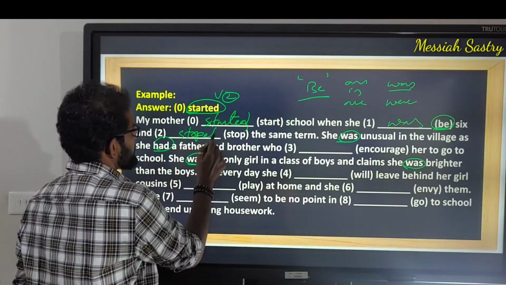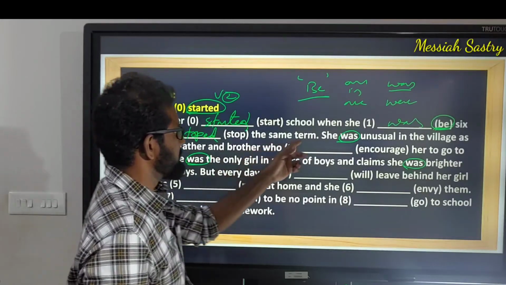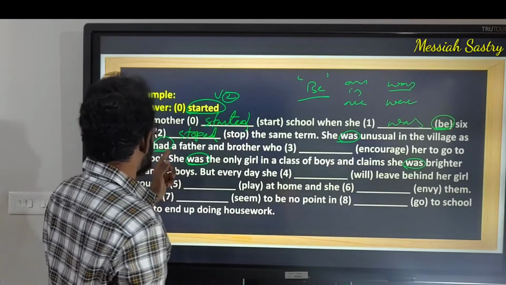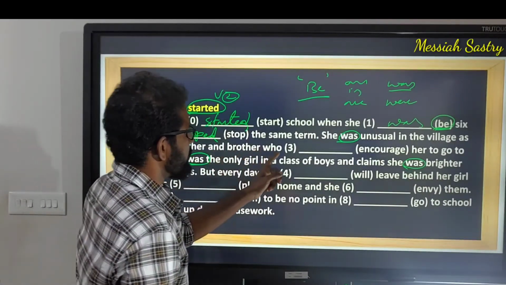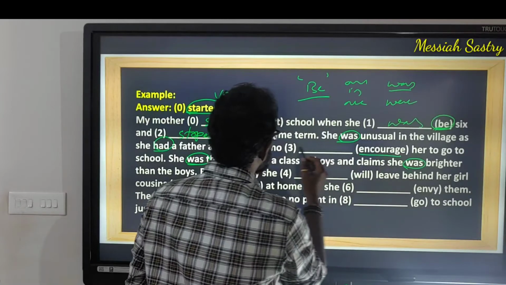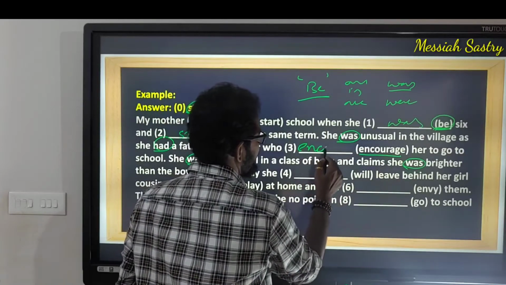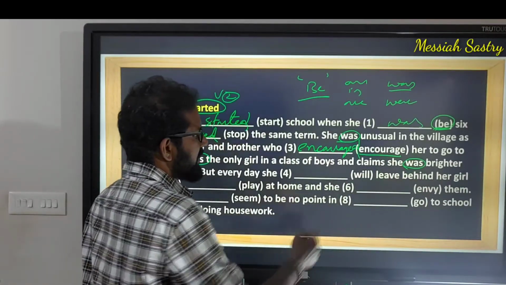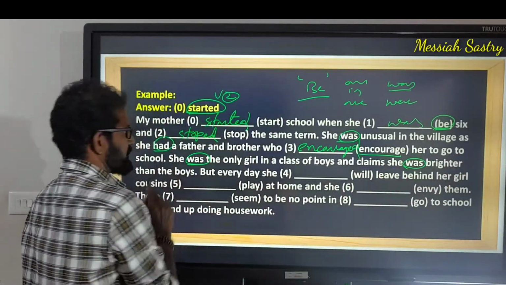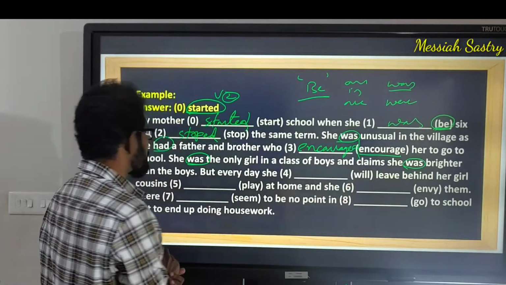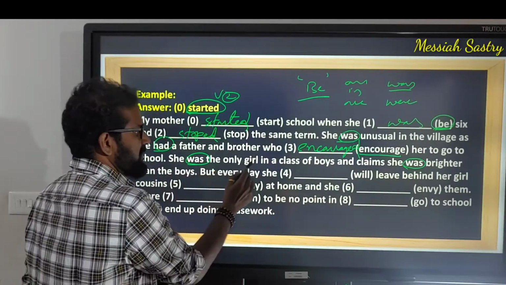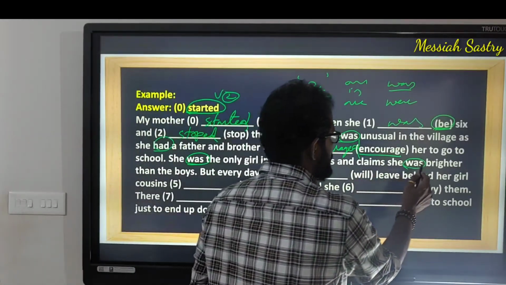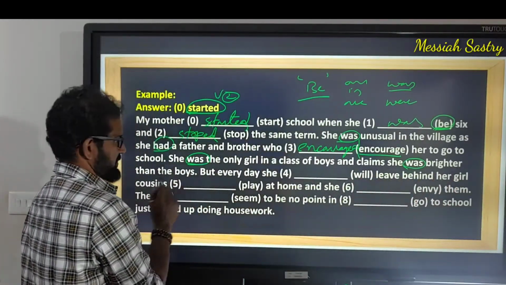And stopped, stopped at the same time. She was unusual in the village as she had a father and a brother who encouraged her to go to school. She was the only girl in a class of boys and claims she was brighter than the boys.